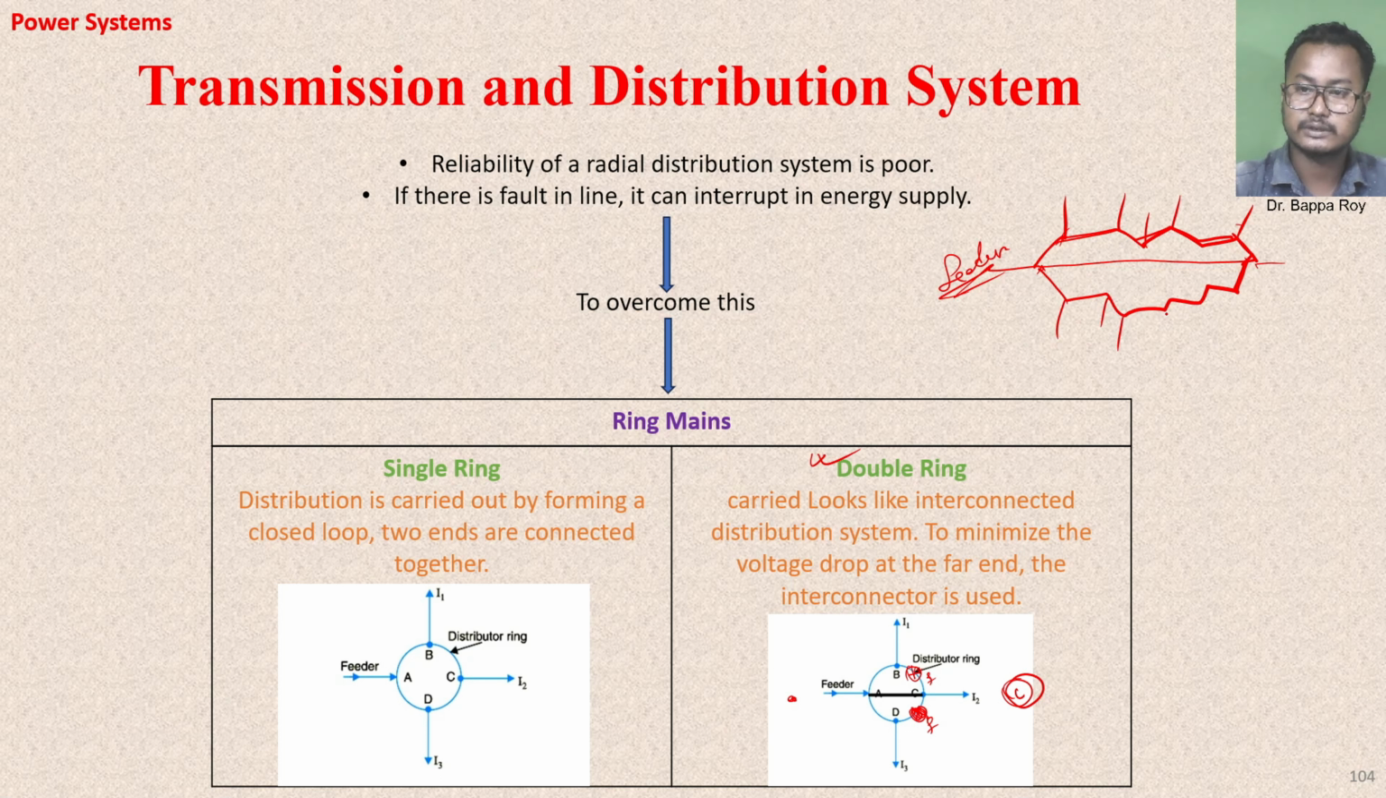Consumers are connected. At this far end, from the feeder, it's connected through one line. This is just a backup. So for full safety, there will be no interruptions in the supply of energy. So that is the double ring. Okay, you got it.